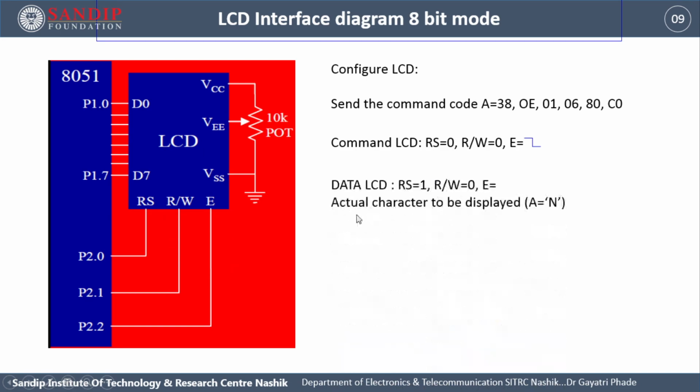To send the data, we have to tell the LCD that it is data by making the RS pin 1. Read/write will be 0 and enable we do a high to low pulse. Here we will be sending the actual data to be displayed. For example, the character N will be moved to the accumulator and from the accumulator to this particular port. In between every interaction, we will call the delay, so that sufficient time is given to the LCD to settle down.